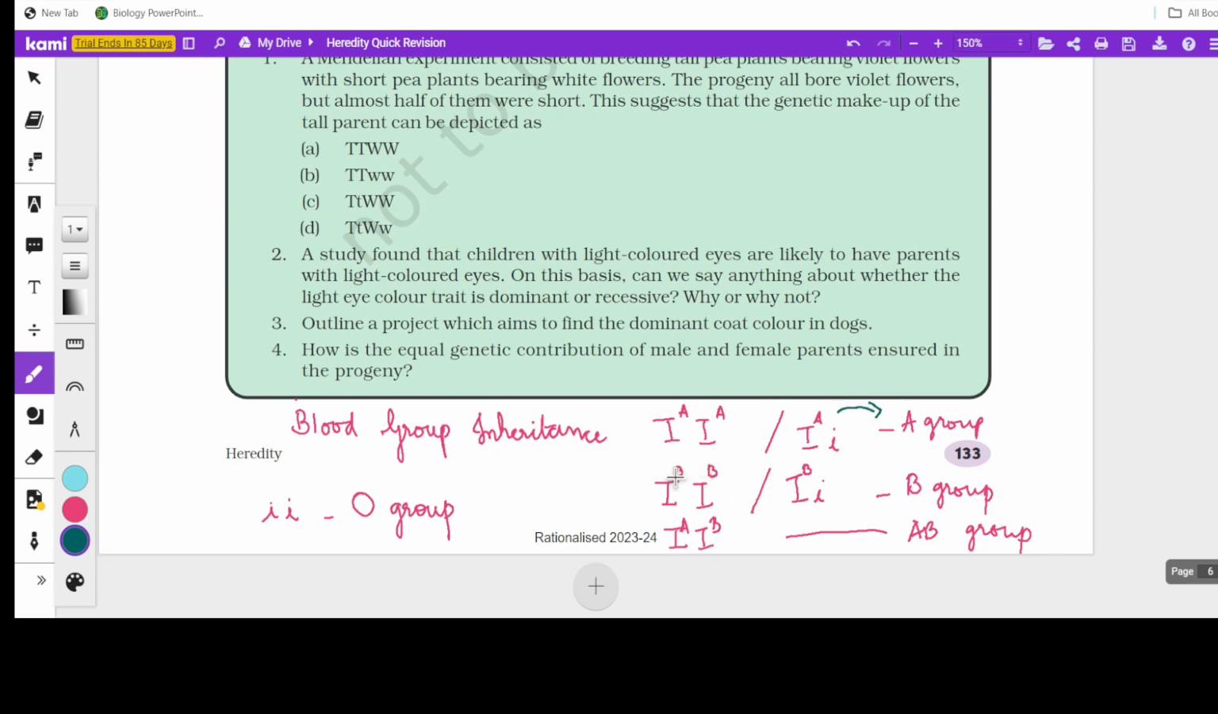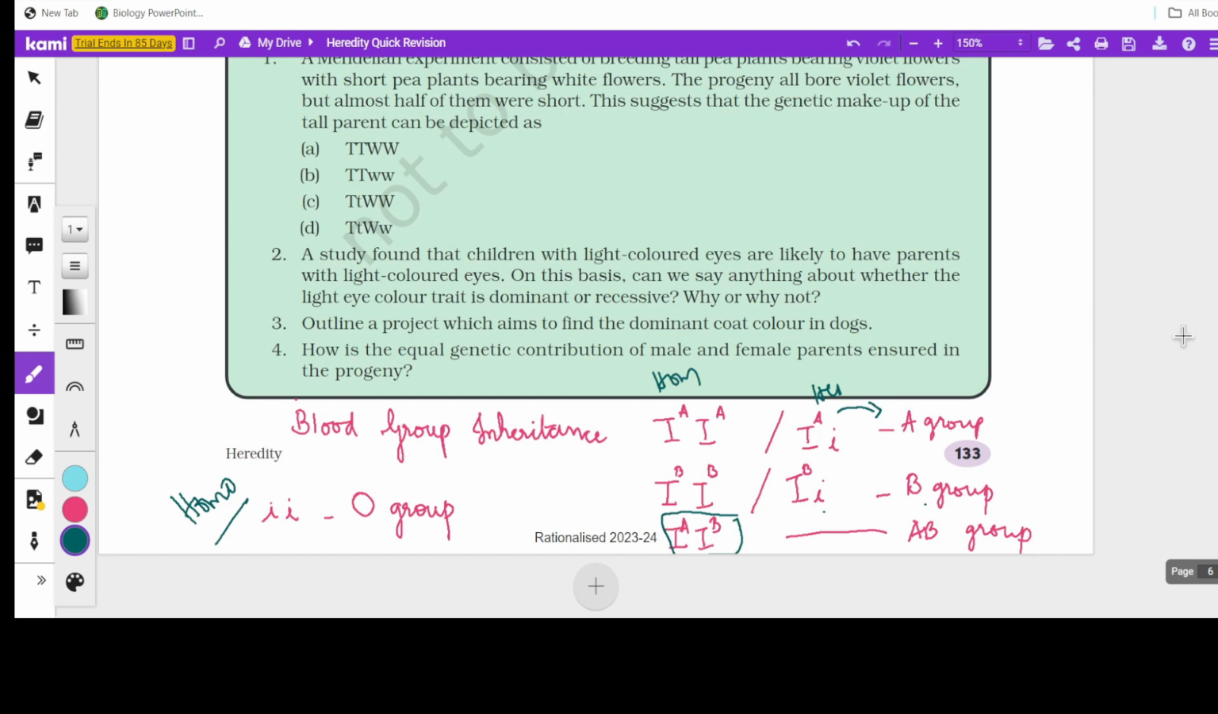Similarly, B group has two alphabets, two capital alphabets, or both dominant and one recessive. But AB group has only one way of combination, that is 1A and 1B, both in capital. And this one is O group. So O group always has recessive ones. Homozygous: you can see both the letters are the same, so it is homozygous. And this is homozygous and this is heterozygous. This is an exception form.